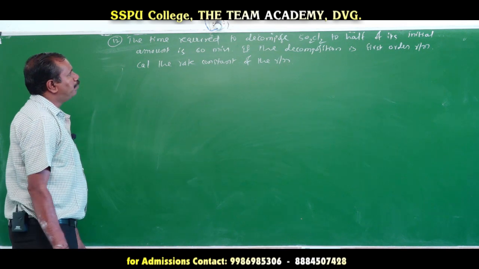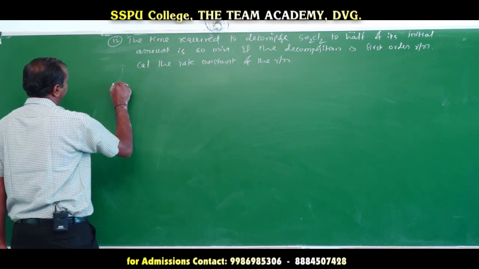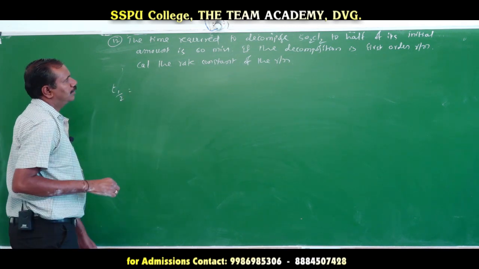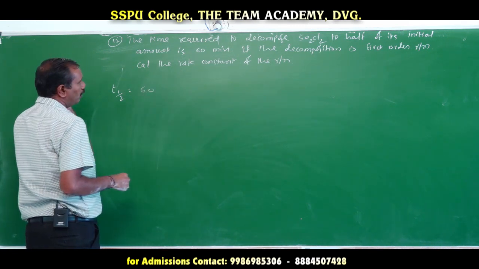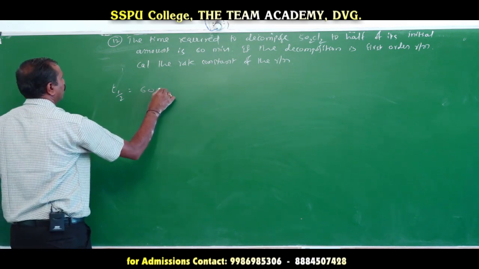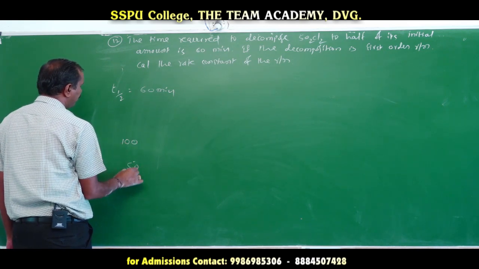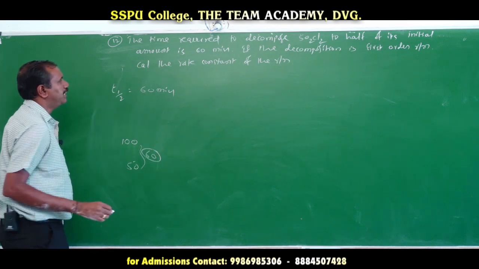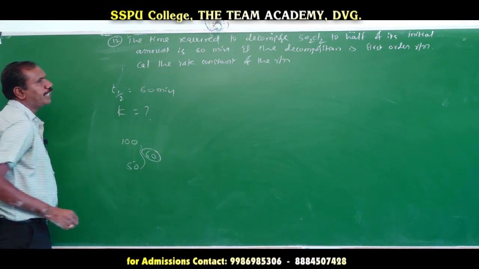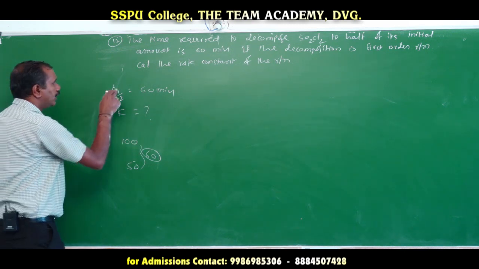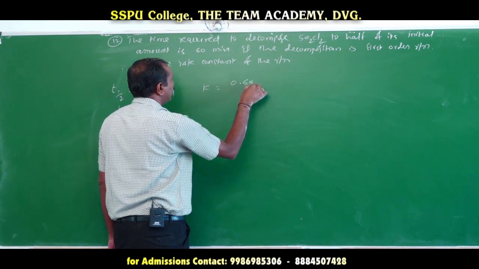The time required to decompose SO2Cl2 to half of its initial amount means t half is given, the half life. It means 50% of that compound reduces to half of its value in 60 minutes. Whatever the quantity there, if 100 moles of compound is there, it becomes 50 by taking 60 minutes. So if the decomposition is first order, calculate the rate constant. How to find out the k value for first order? The relationship between t half and k for first order is k equals 0.693 by t half.